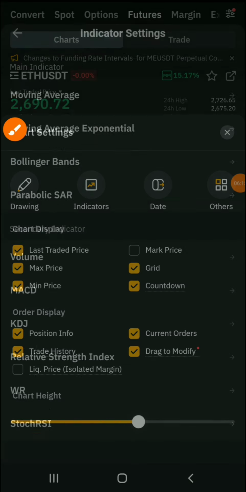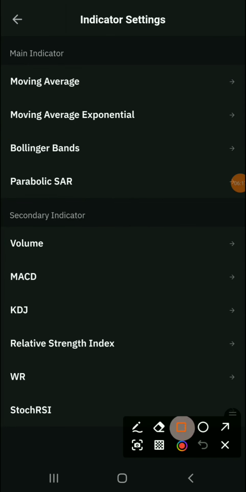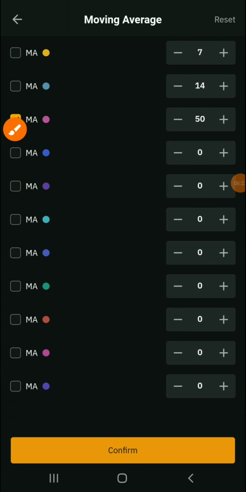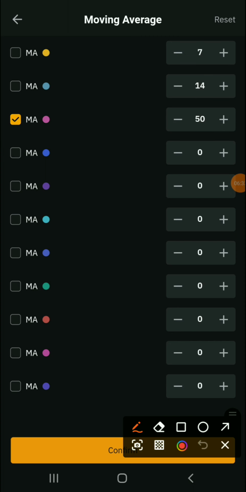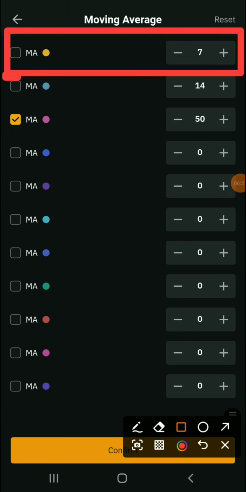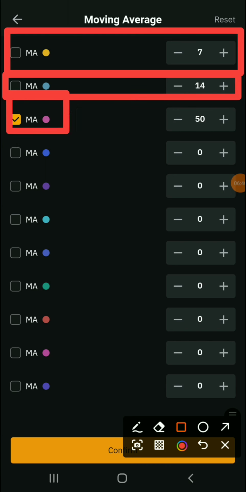This is Bybit, by the way. So if you click on indicators, the next thing you're going to do is look for moving average right here. So you click on moving average. You're going to see a lot of moving averages with different values. On mine there's MA7, right? Let me indicate it. There's MA7, there's MA14, and there's MA50.